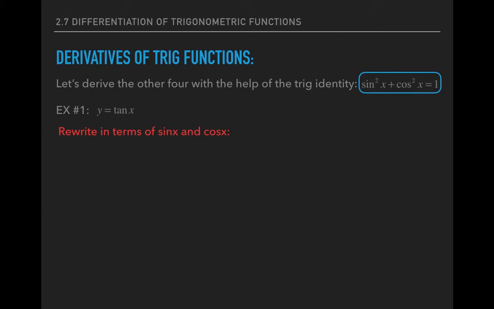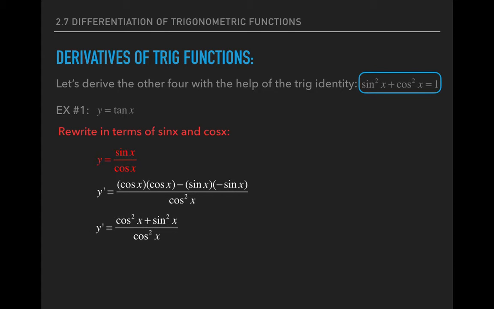Tangent of x. Let's rewrite this in terms of sine and cosine. That would be sine of x over cosine of x. Now, that would require us, if we were trying to find the derivative, to use the quotient property. That would be the derivative of the numerator, which is cosine, times the denominator, which is cosine, minus the numerator times the derivative of your denominator. That's going to be sine and then a negative sign, all over cosine squared.